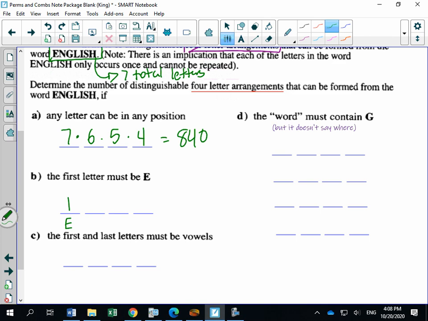So there's only one choice to go there. Then, once that E is gone, so we had 7 letters, right? And I used up the E. I used up one of my letters. So I've got 6 letters to go there, 5 letters to go there, and 4 letters to go there. So if the first letter must be an E, that gives me one choice for that one, times 6 times 5 times 4, which would be 120 different arrangements that I could have over here.